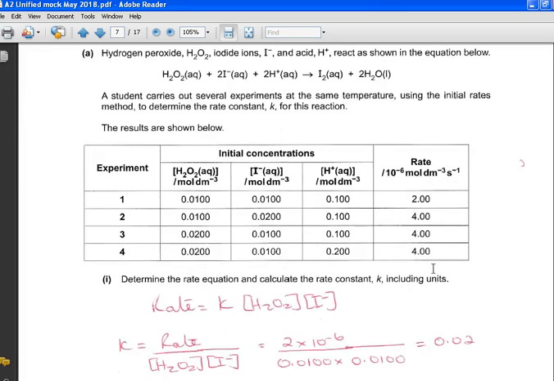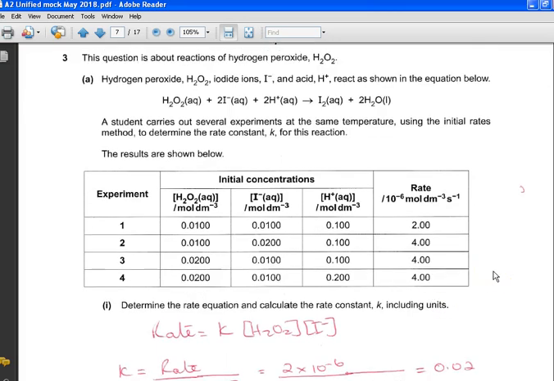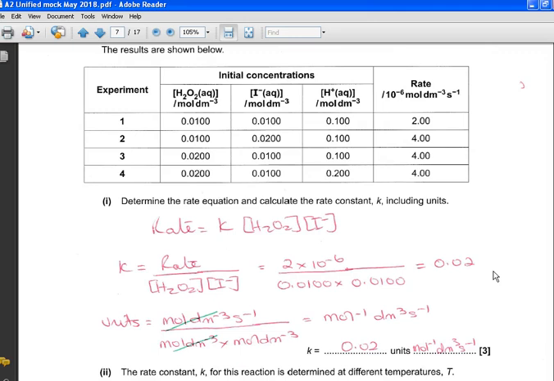Question 3. Okay, so this one is about rates of reaction. You're asked to write a rate equation and calculate the rate constant. So this is quite a straightforward one, to be honest. As you look at these different reactants, as you double the concentration and keep the others the same, on this side you can see that the rate doubles, so that means H2O2 is order 1. Same for I minus.